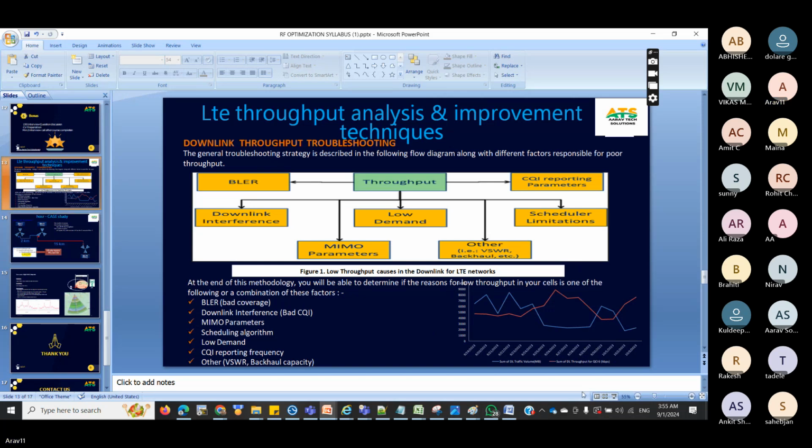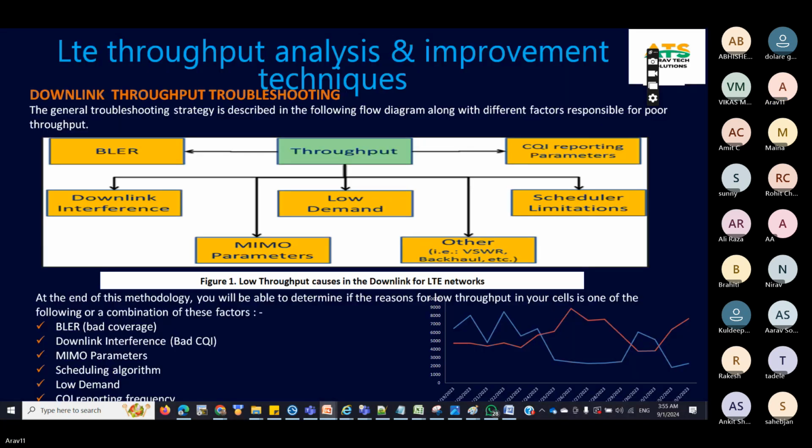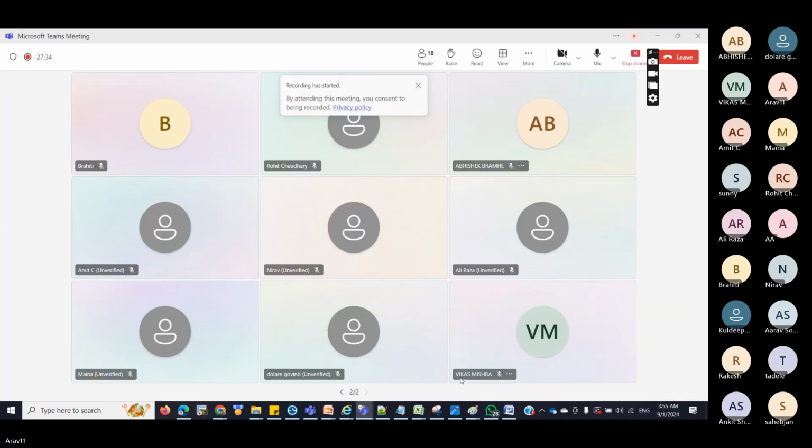So guys, how many are aware about throughput? Can anyone tell me? Anyone? How many are aware about that? And what is this?